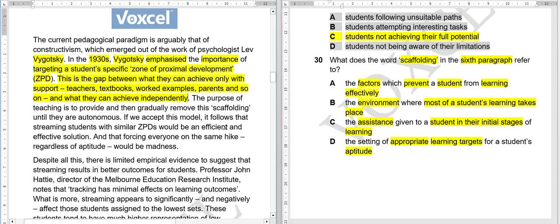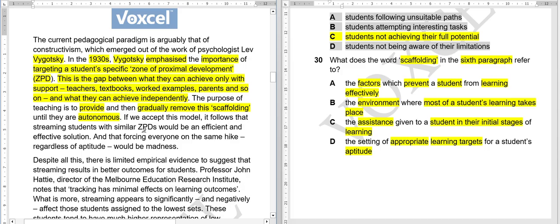The purpose of teaching is to provide and then gradually remove this scaffolding until they are autonomous. So here is scaffolding. So what is the purpose of teaching? The purpose of teaching is to provide this kind of support, like helping students to understand what they want to do, what they should do, how to do it, something like that, and then removing that particular support. This is what scaffolding means, until they become autonomous, like self-sufficient, self-reliant.